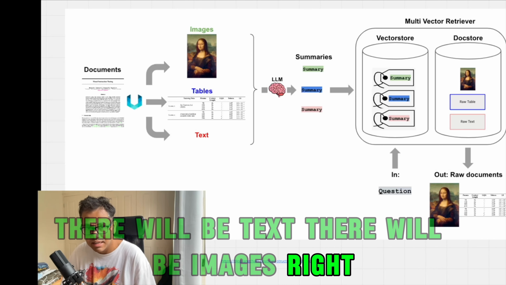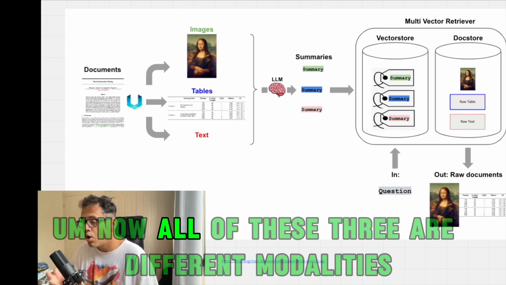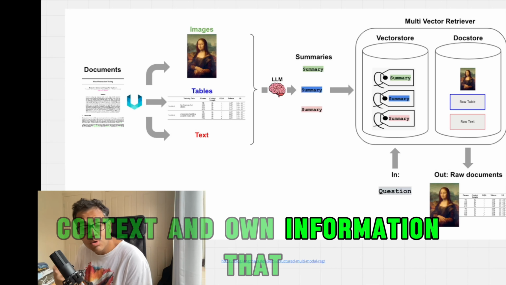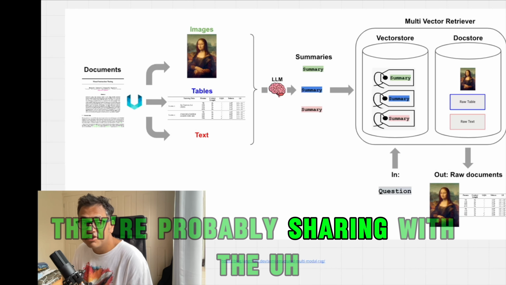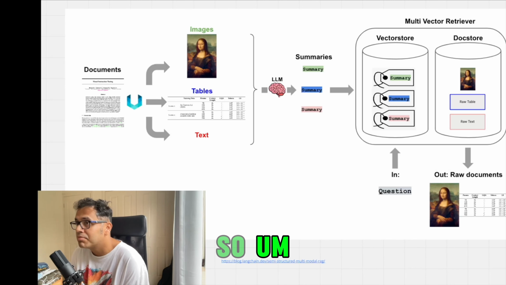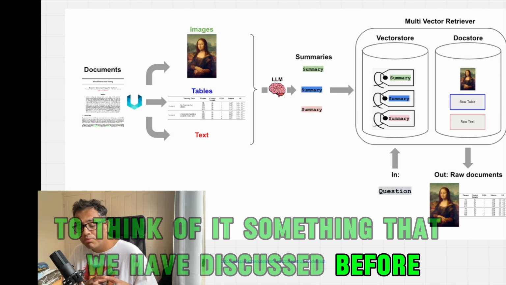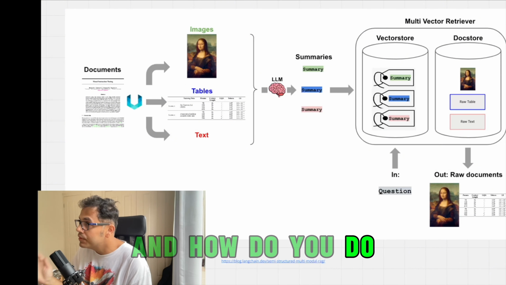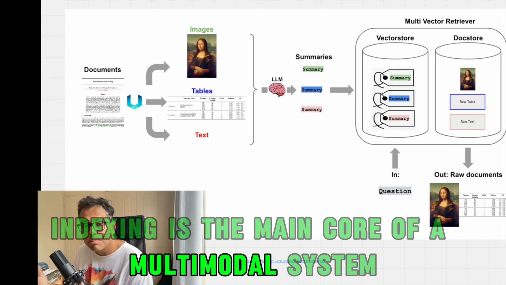be images. Now, all of these three are different modalities, and all of these three will have their own context and own information that they're probably sharing with the user who is reading that paper. So, something that we have discussed before, one thing that needs to be done is indexing, and how you do indexing is the main core of a multimodal system.